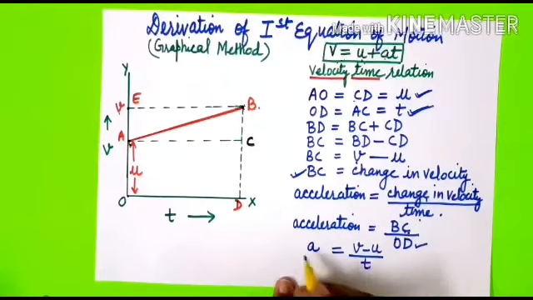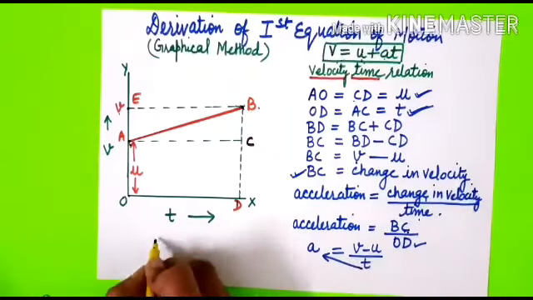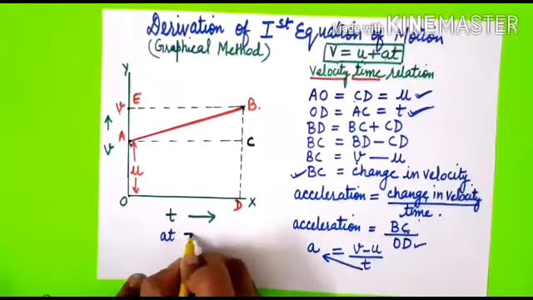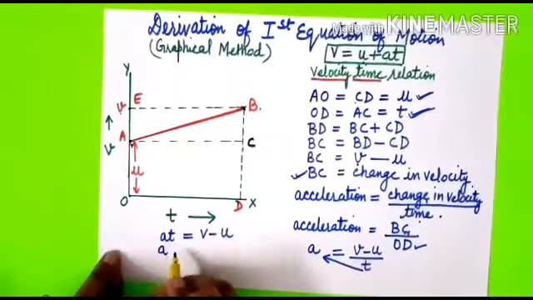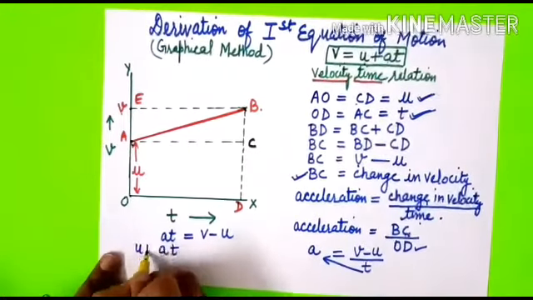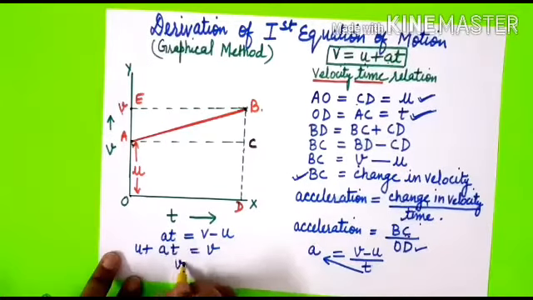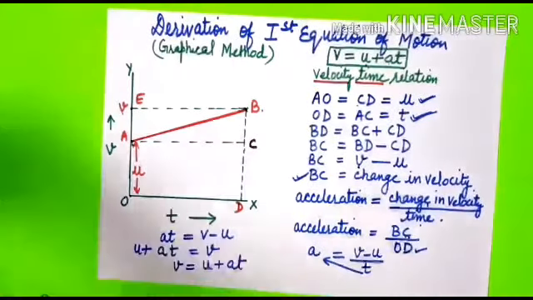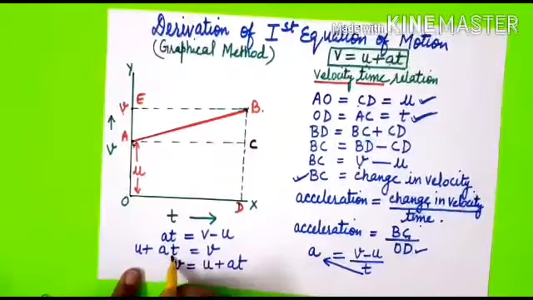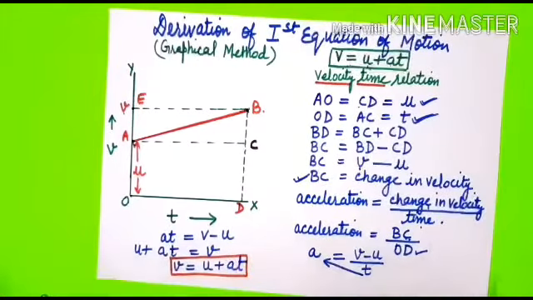Clear? Now rearrange this equation. T can go towards A. So now here AT is equal to V minus U. U plus AT is equal to V. Now rearrange this equation: V is equal to U plus AT. Now this is the derivation of the first equation of motion with the help of graph.